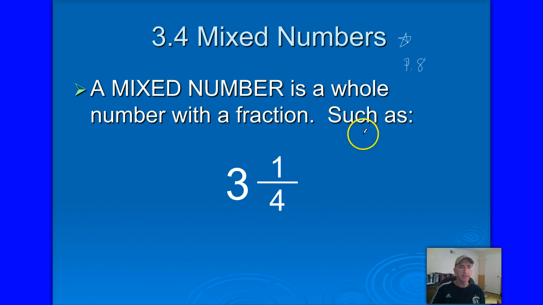And a mixed number is basically a whole number, which is the 3, with a fraction. Okay, so you've got the 3 and the fraction. So you got the whole number, 3, you got the fraction 1/4. Okay, so that's a mixed number there.